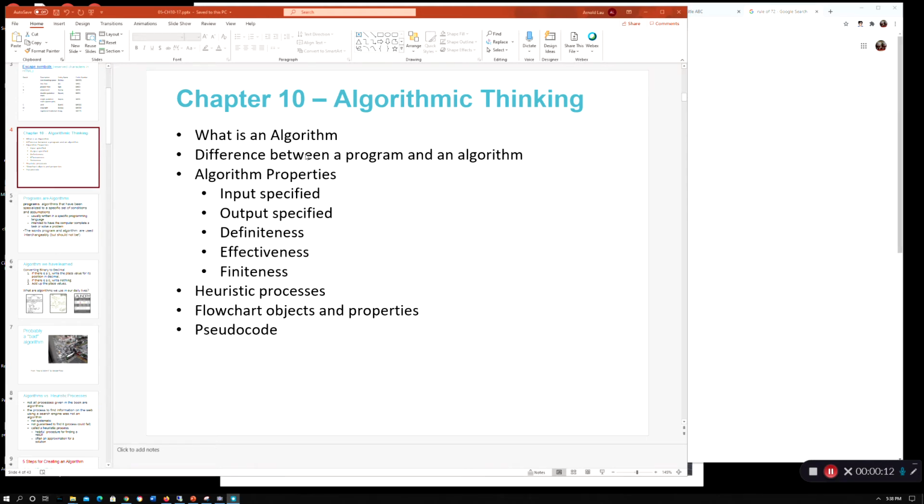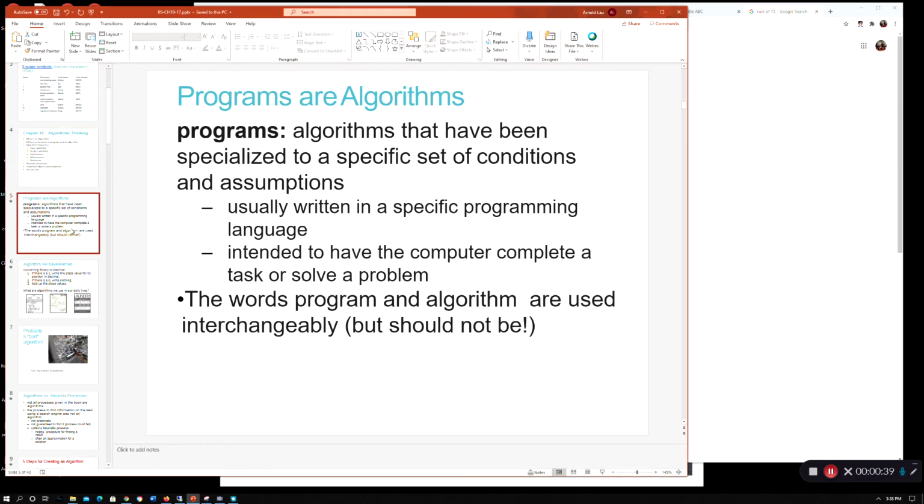So for this lecture, we're going to cover what is an algorithm and the difference between a program and an algorithm. It's a little bit of a minor point, but it's one of the points to cover. And the different properties of algorithms. The flowcharts and pseudocode we'll cover in another lecture. So I'm going to try to just keep it to the algorithm and heuristic processes for this lecture. So let's get into this.